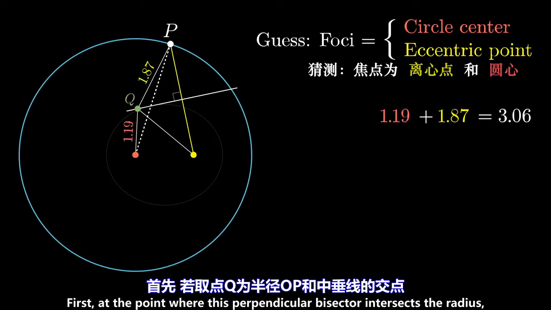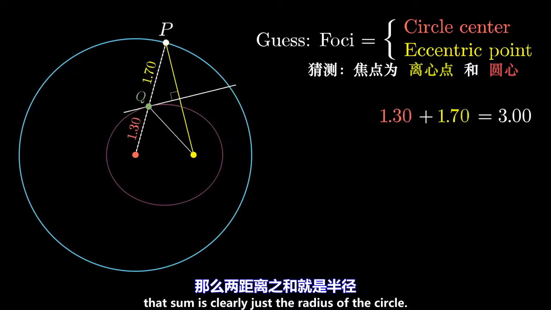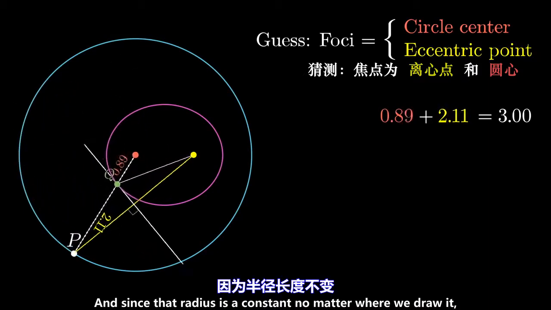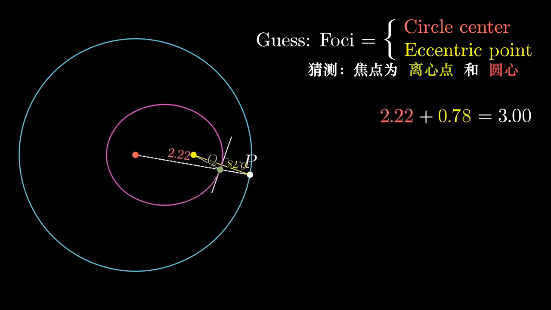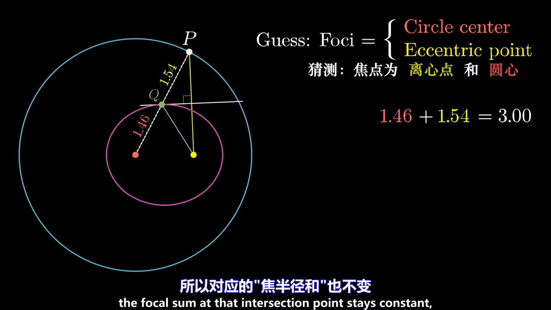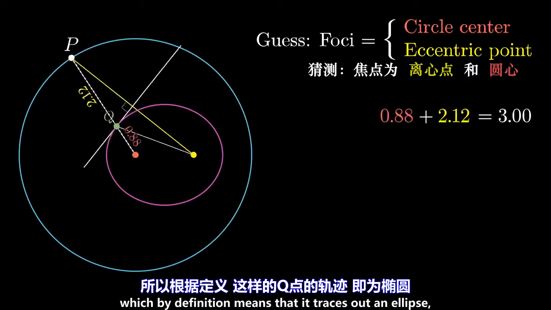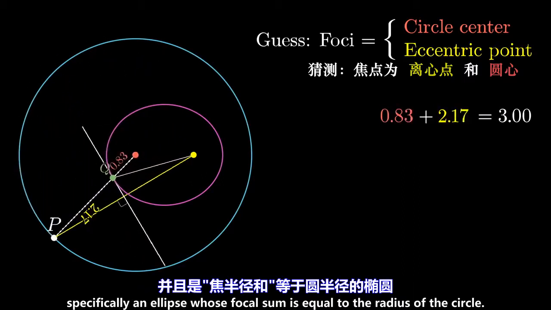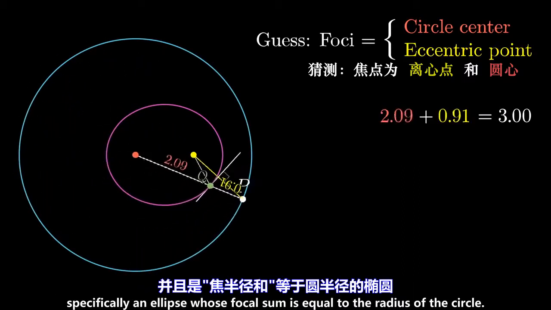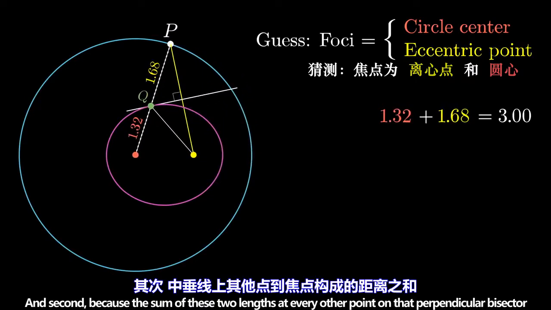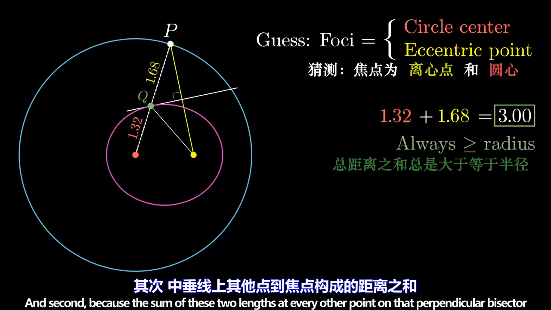First, at the point where this perpendicular bisector intersects the radius, that sum is clearly just the radius of the circle. And since that radius is constant, no matter where we draw it, the focal sum at that intersection point stays constant, which by definition means that it traces out an ellipse, specifically an ellipse whose focal sum is equal to the radius of the circle. Isn't that neat?